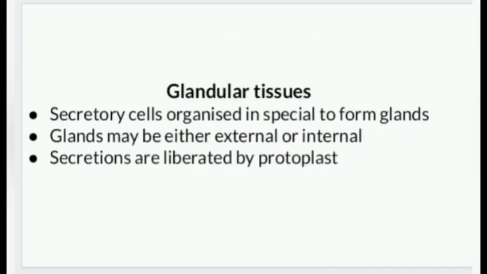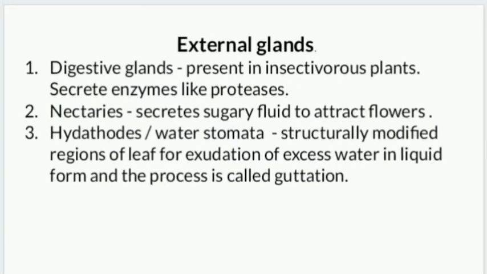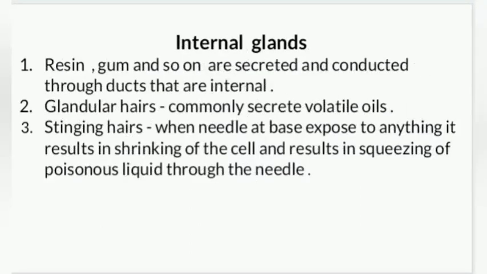Glandular tissues. Secretory cells organized in special ways to form glands. Glands may be either external or internal. Secretions are liberated by the protoplast. External glands: digestive glands, present in insectivorous plants, secrete enzymes like proteases. Nectaries secrete sugary fluid to attract insects to flowers. Hydathodes, or water stomata, are structurally modified regions of the leaf for exudation of excess water in liquid form, and the process is called guttation. Internal glands.